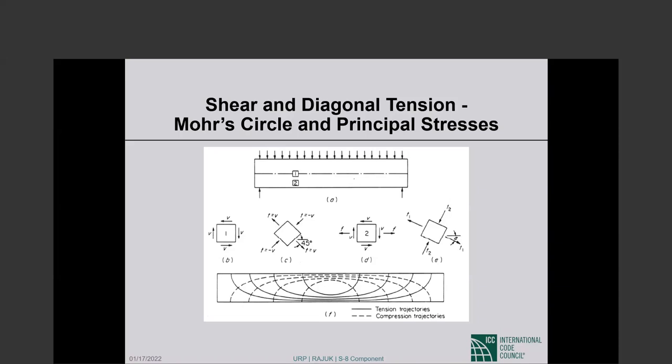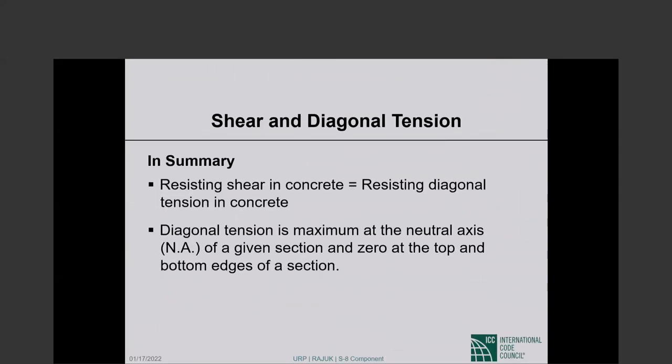In direct shear, concrete is pretty strong, and it is very, very seldom. There are applications where we design concrete against direct shear, but those are very rare. So when we talk about shear design, we are talking about design against resistance to diagonal tension. So, in summary, resisting shear in concrete is resisting diagonal tension in concrete.